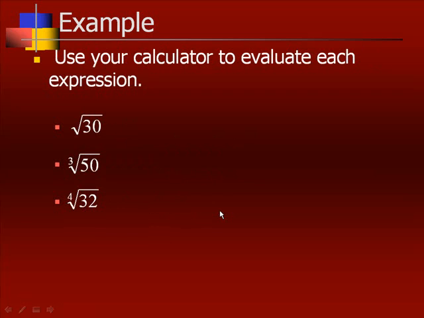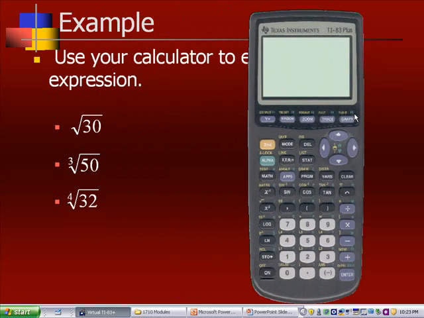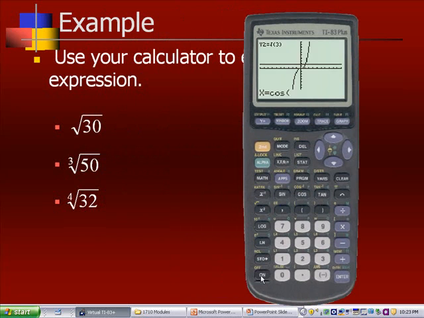Use your calculator to evaluate each expression. The square root of 30. Notice there's not a number that times itself will give us 30. So in that case, we're going to go to our calculator. The square root of 30. Remember, square root's right above the squared, which would give us 5.477.